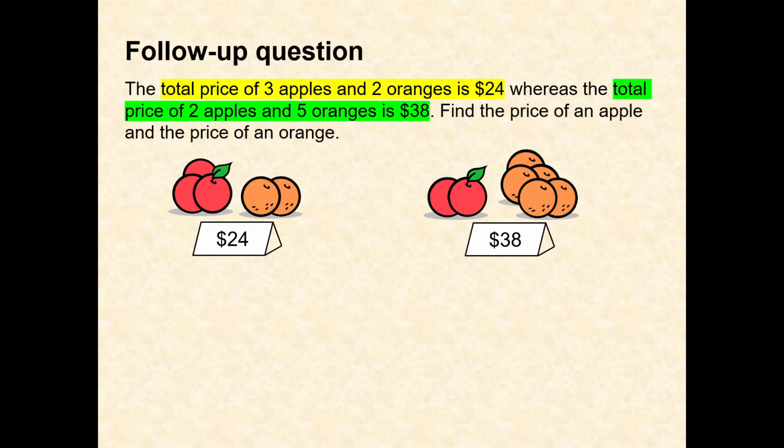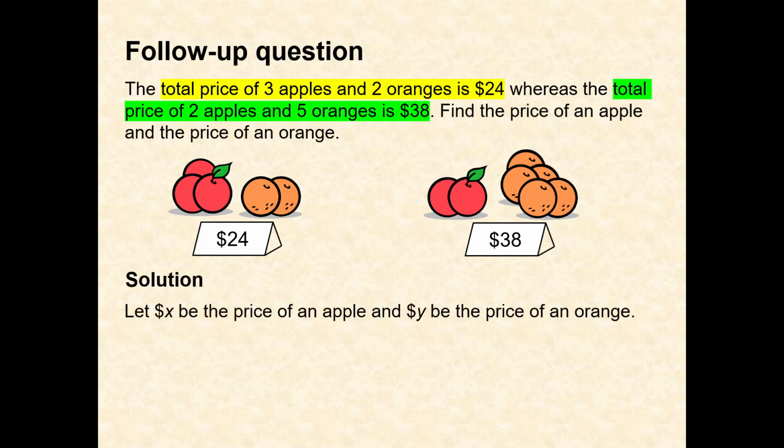Let's move to the last one. It's the problem involving apples and oranges. So last time we set up the 2 equations, 3x plus 2y equals 24, and also 2x plus 5y equals 38. Which approach are we going to take? Substitution or elimination in this case? I suggest we try the elimination because we don't know the value of x, and we also don't know the value of y in this case.